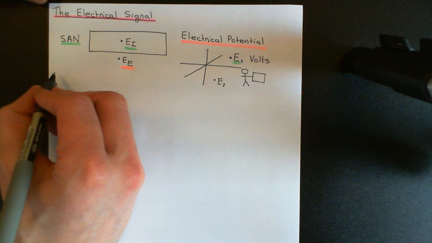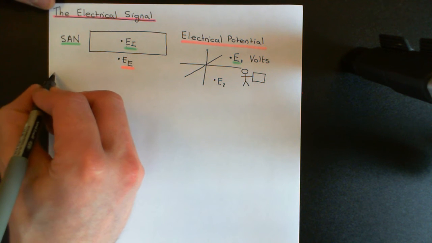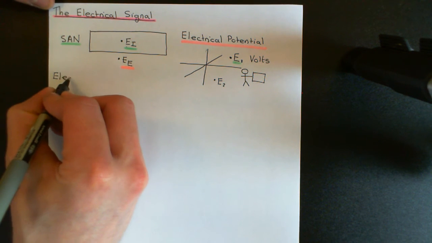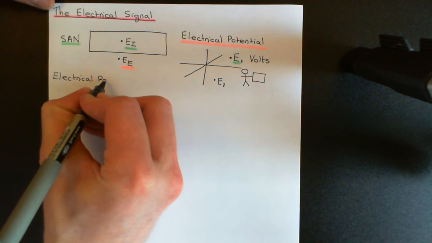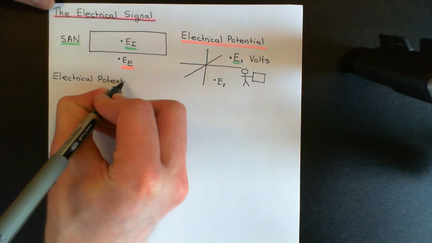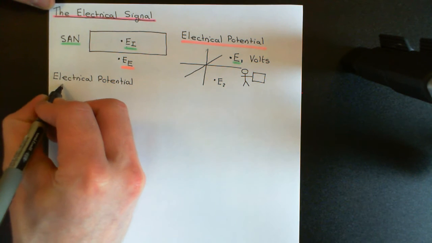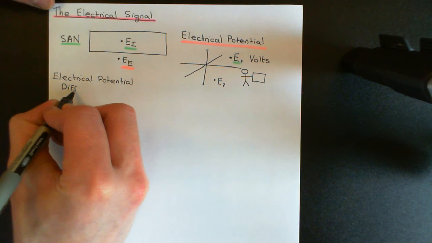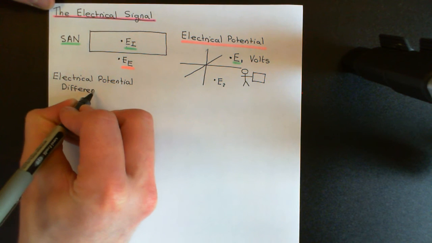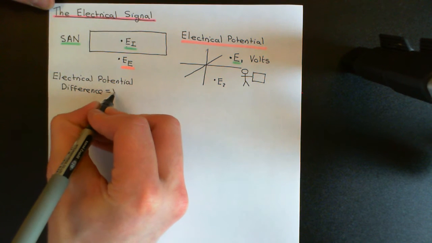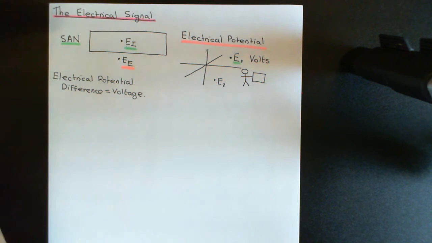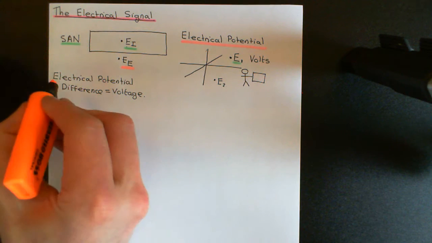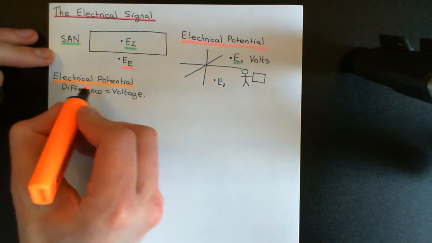Now there is another word that people often use for electrical potential difference, which is voltage. So we're now introducing this very important concept of electrical potential difference. This just means a difference in the electrical potential between 2 points, or a voltage between 2 points. So there is a voltage across the cell membrane and an electrical potential difference across the cell membrane. They mean exactly the same thing.